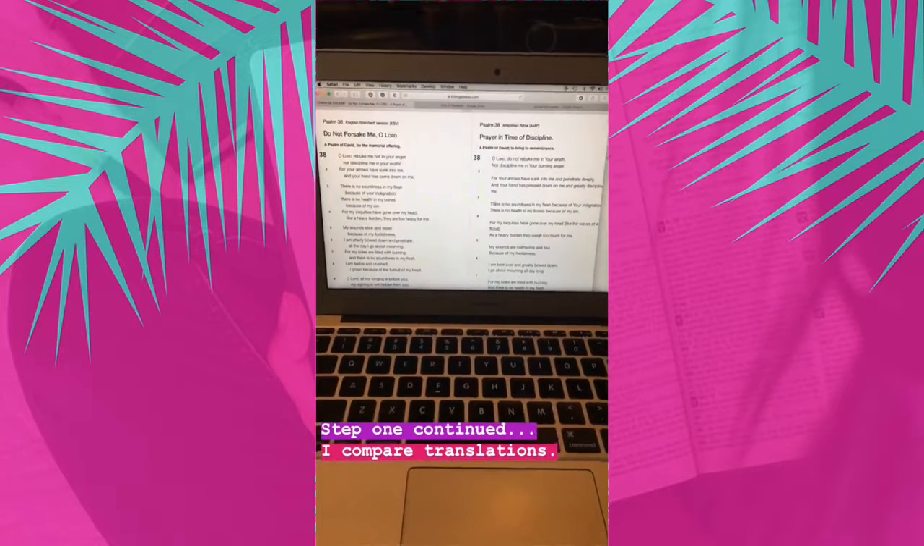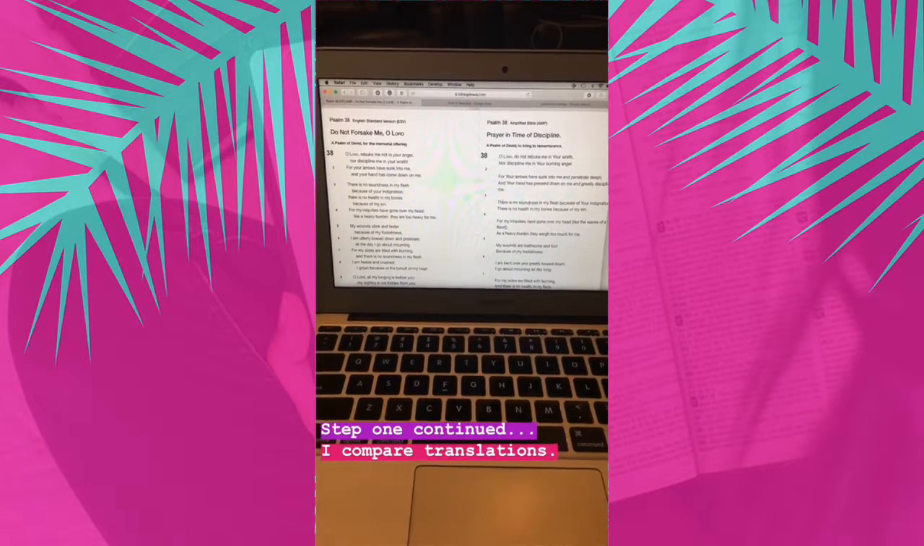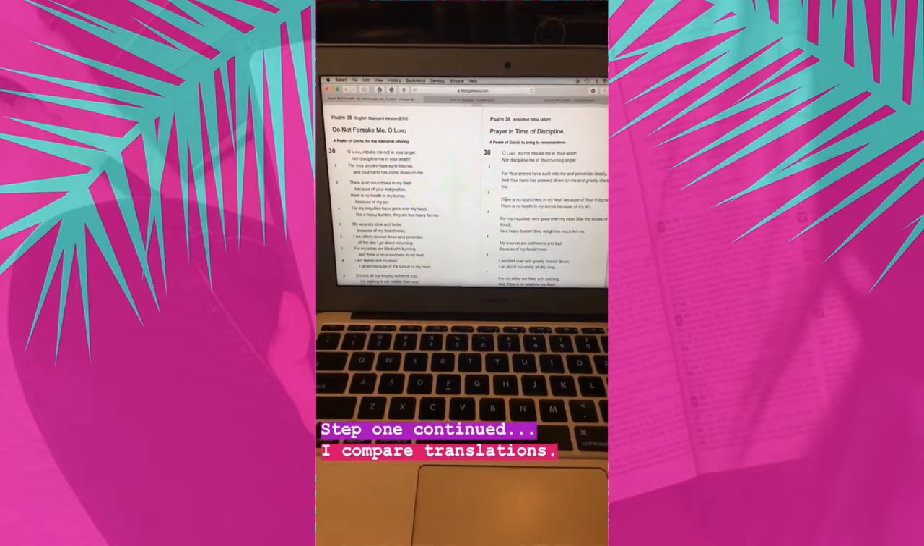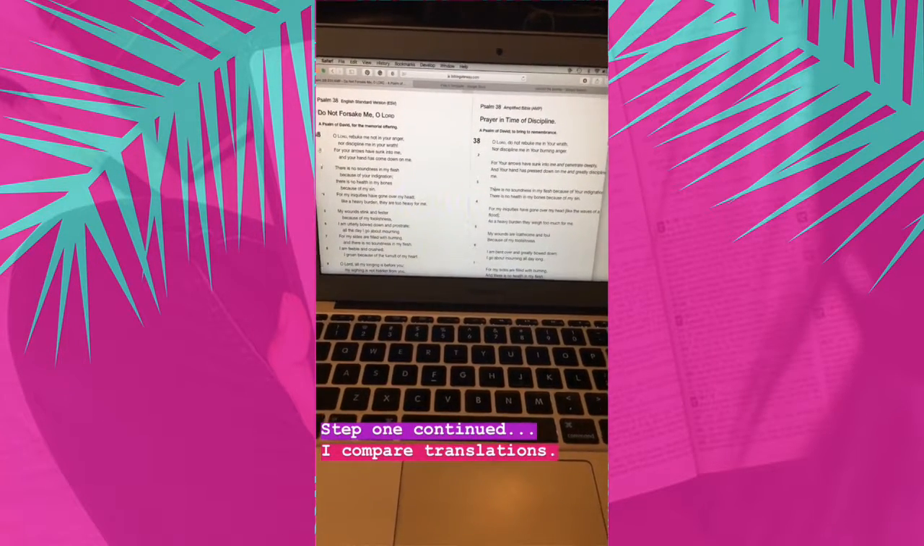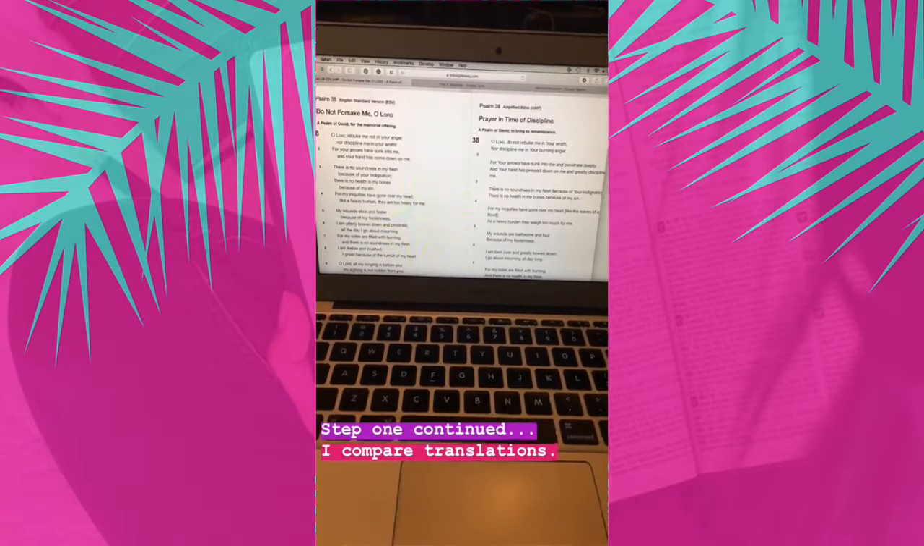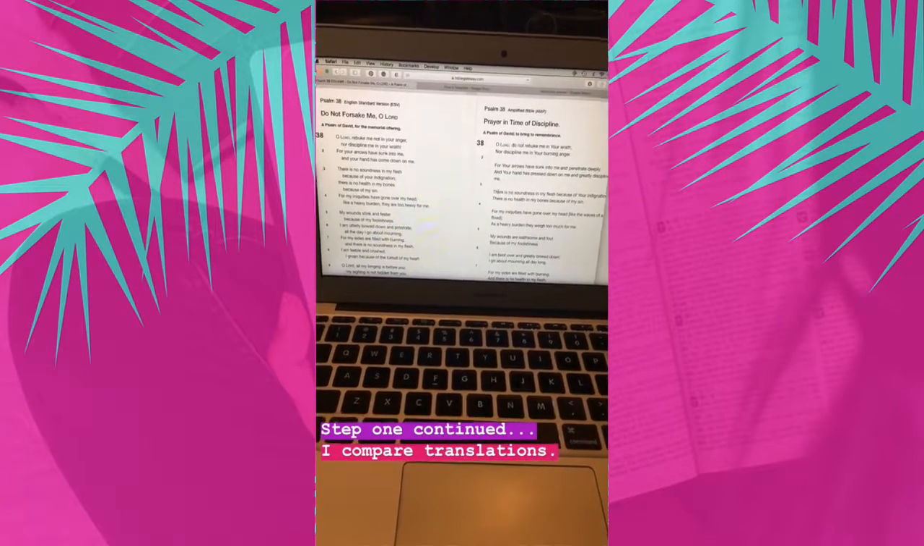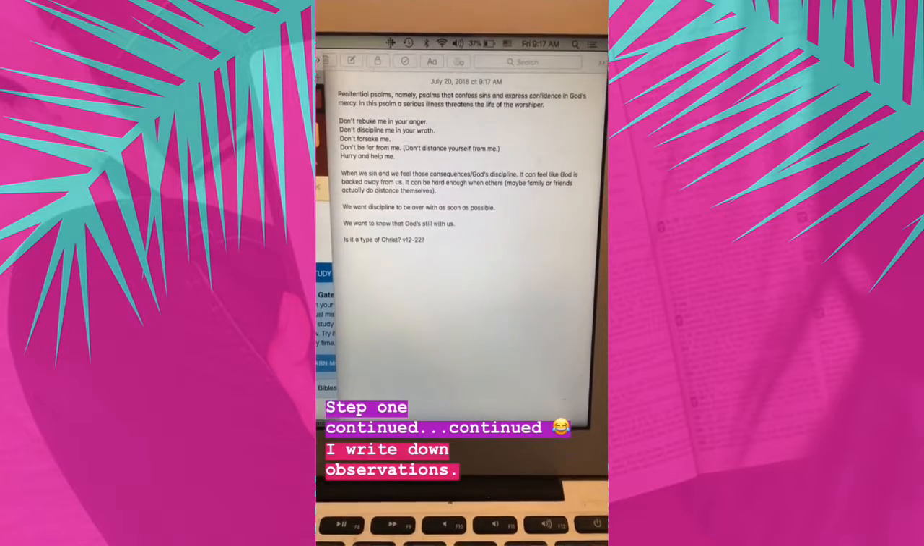Another thing I like to do is to check and compare the versions of the scripture. Sometimes when the wording is different or something is said a different way, it helps me pick up on a point that I may not have caught otherwise. Hey y'all, this is step one, continued.